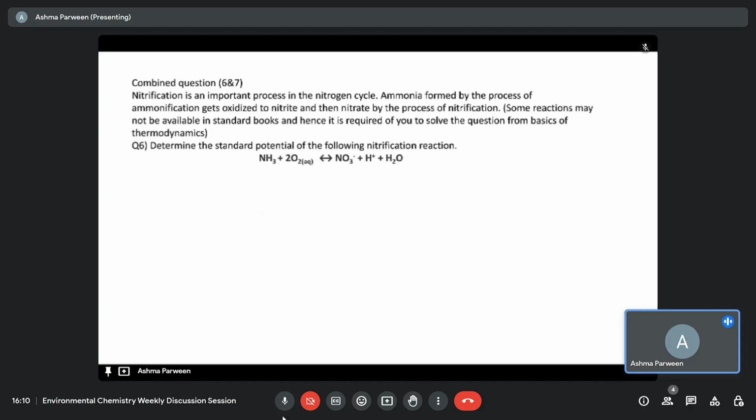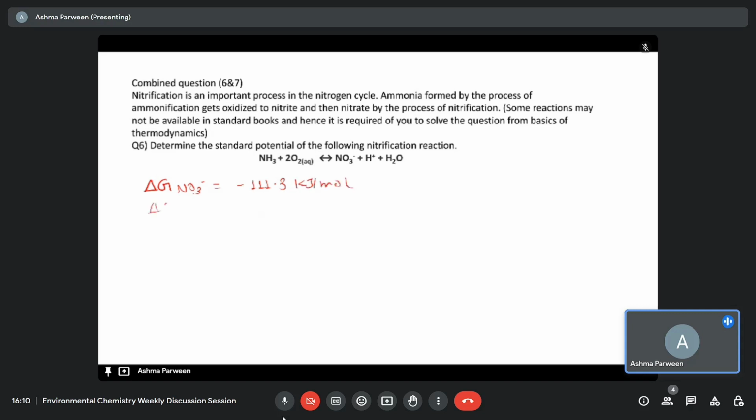Okay, first we need to find out the delta G of the reaction. So let me give you the values for all delta G naught of formation of these reactions. Delta G naught of formation for nitrate is minus 111.3 kilojoules per mole.